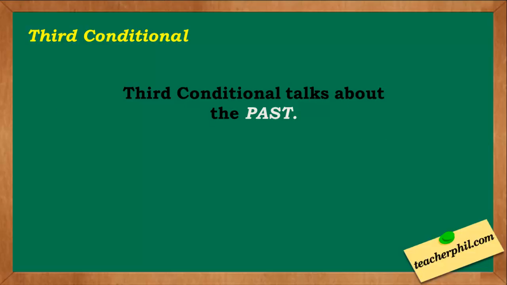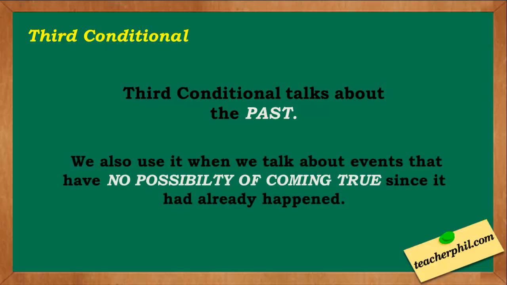Third conditional. Third conditional talks about the past. We no longer talk about future events here as what we did with first and second conditionals. We also use third conditional when we talk about events that have no possibility of coming true, since it had already happened. It is as simple as, we can't change what has been done.